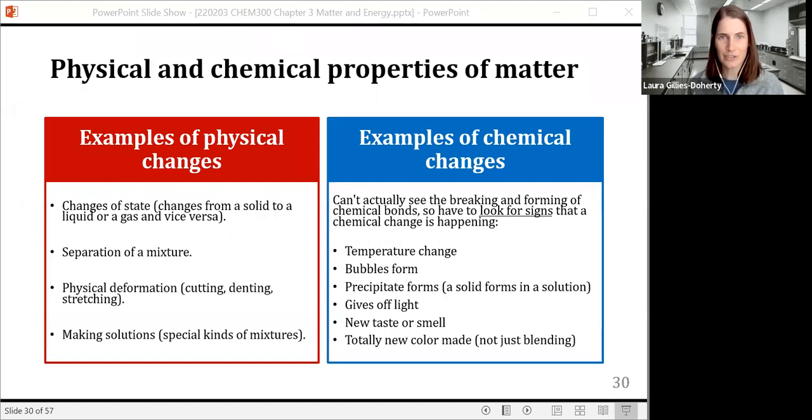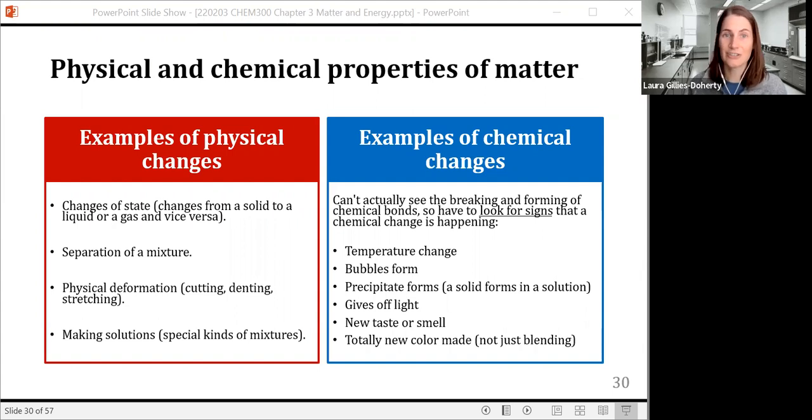And oftentimes you'll start with a clear solution, and then as the solid starts to be made, it starts to turn cloudy, and you might see little flakes of the solid start to float around inside it. Other examples of chemical changes, things we look for: if something gives off light, that's a good sign that there's a chemical change happening. If you get a new taste or a new smell.